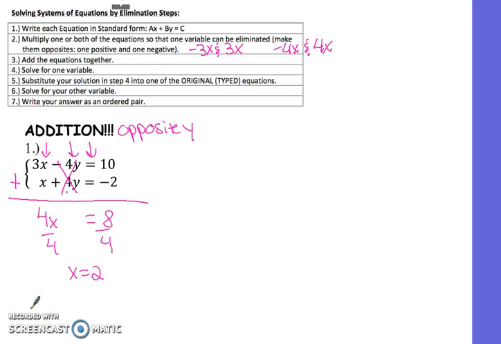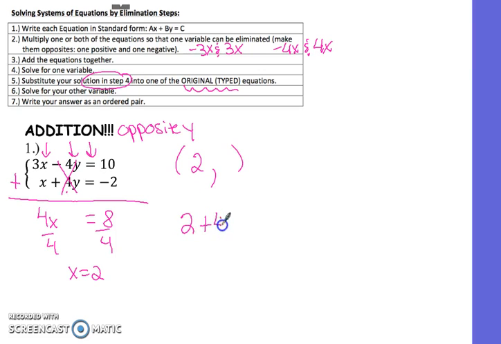But remember, every answer is an ordered pair. So we have our x, which is 2, and now we need our y. So to find it, we do step 5. It says substitute your solution to step 4 into one of the original typed equations and solve for your other variable. So let's do, I think the second one's easier.